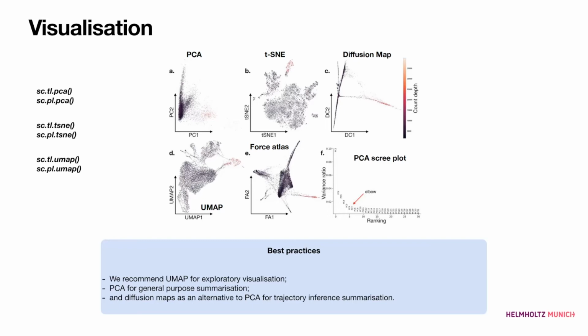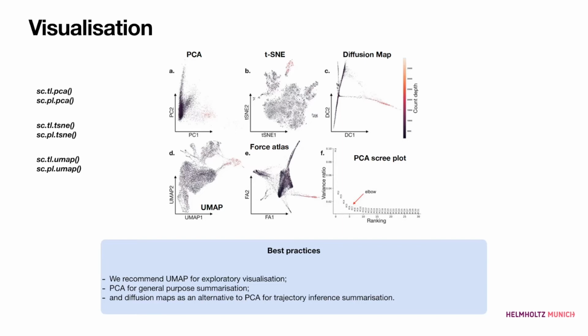What we usually do is we use UMAP just for exploratory visualization, for looking at where clusters are and how they might relate to each other. The PCA is for a really good summary of your data, where you can be sure that the data is not skewed in any way, because it's a linear way of reducing the dimensionality of your data. And diffusion maps are really helpful if you're looking at trajectories in your data, because this is what they are meant to emphasize.